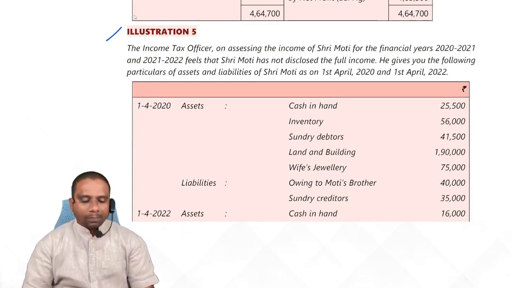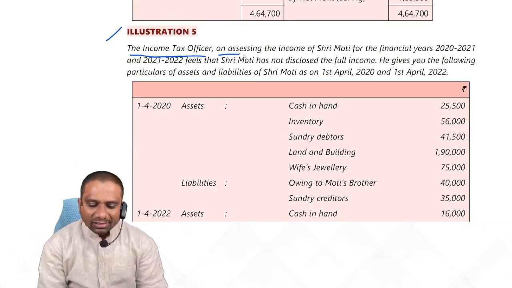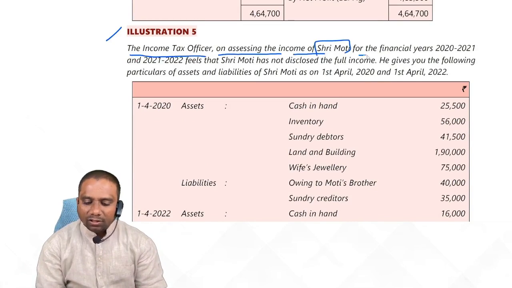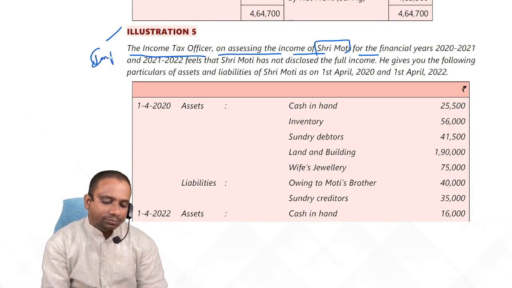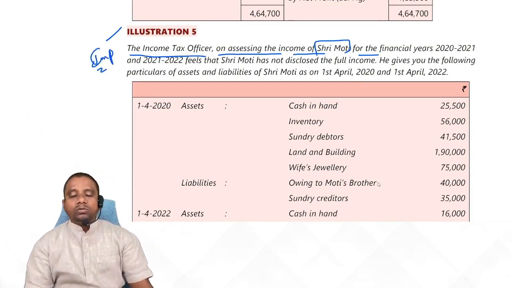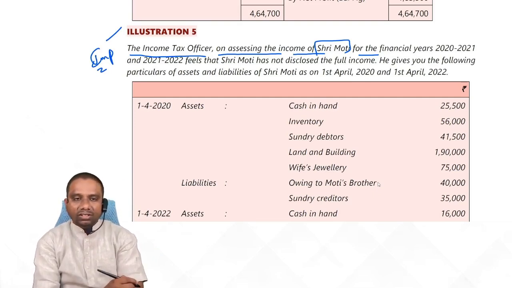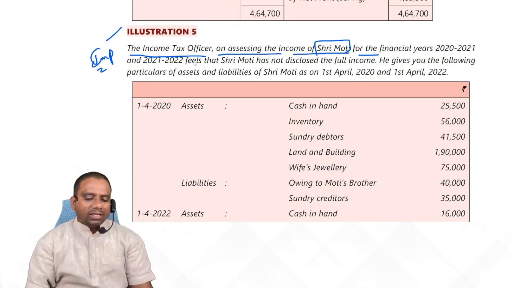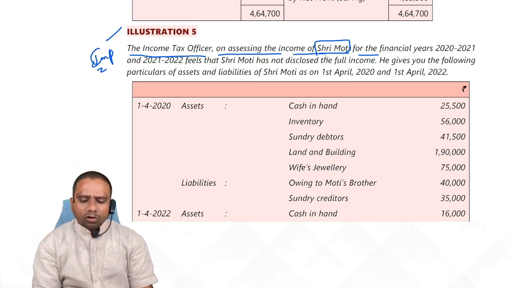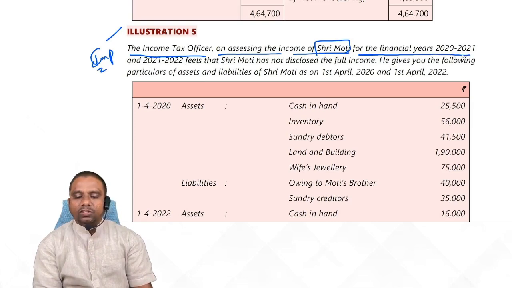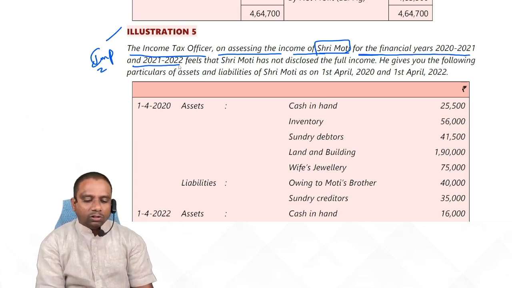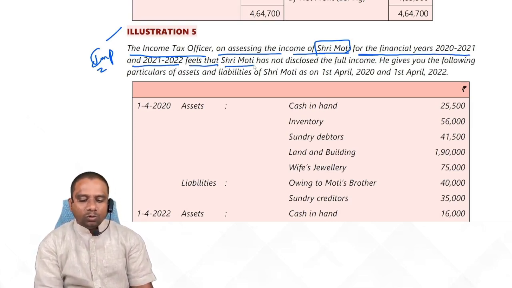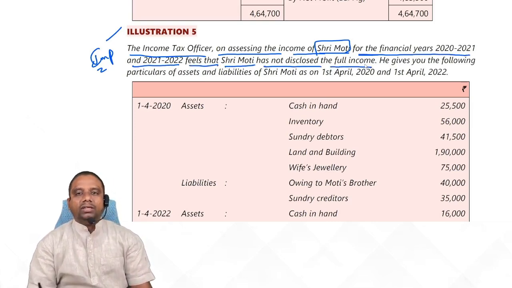Illustration 5. The income tax officer, on assessing the income of Sri Moti, this is an important problem, students. So in this problem we have a concept that we try to understand. The income tax officer, on assessing the income of Sri Moti for the financial year 2021-22, feels that Sri Moti has not disclosed the full income.